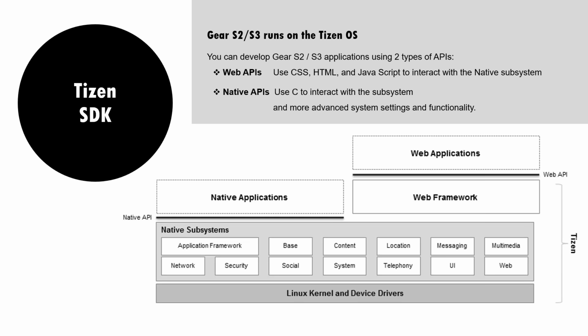So this is the Tizen framework architecture. As you can see, it is built on top of the Linux kernel, and on top of the Linux kernel we have the native subsystem. We have all the modules available for telephony, UI, messaging, location, etc. So you can use these native subsystem APIs to build native apps. We also have the framework that we have built on top of the native subsystem to enable developers to create Gear applications using the web APIs. As you know, web applications can be created using JavaScript, CSS, and HTML. For native APIs, you can interact with the subsystem using C or C++.